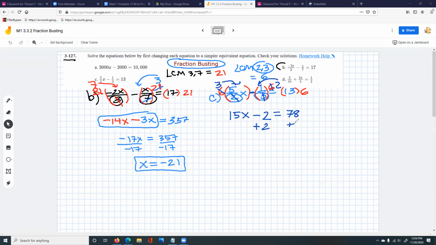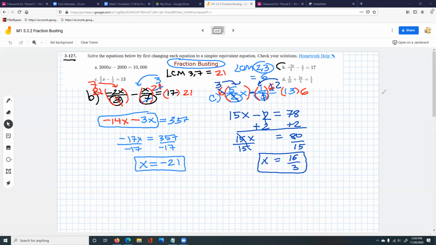Okay, let's go ahead and add 2 to both sides. 15x is equal to 80. And unfortunately, 15 doesn't go evenly into 80, but it does reduce, right? 5 goes into both of these, so I'm going to reduce these by 5 and get 16/3. Since we had fractions in the problem, we'll keep our answer as a fraction and not change it to a decimal. So that is how you fraction bust with those two denominators.